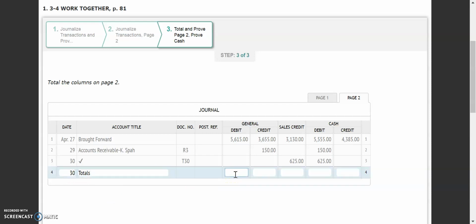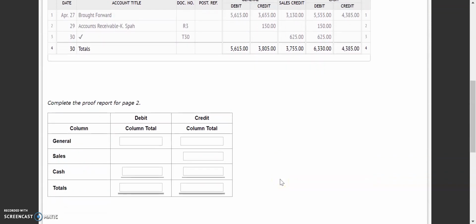Some of these will be a little easier because there's obviously only one number in some of them. So our general debit obviously stays at $5,615. Our general credit goes to $3,805. Sales credit goes to $3,755. Cash debit is $6,330, and cash credit stays the same at $4,385. Now before we finish, before we would double rule, we need to once again prove that our debits equal our credits.